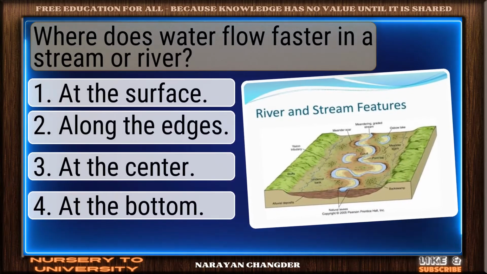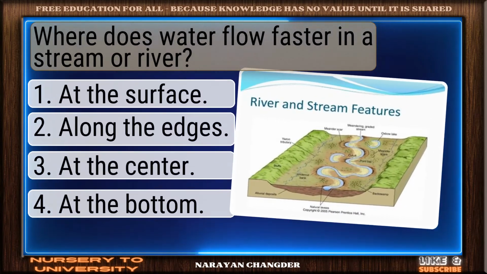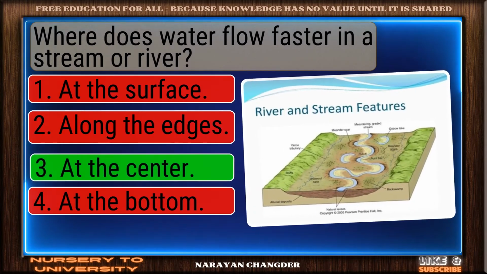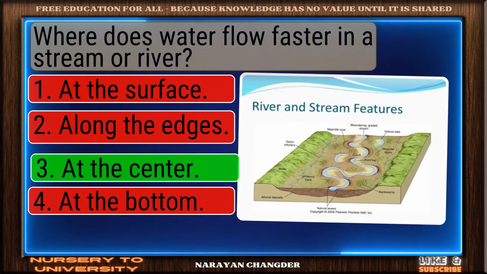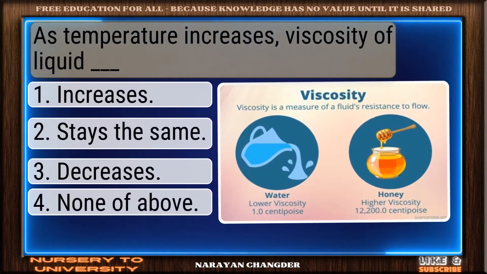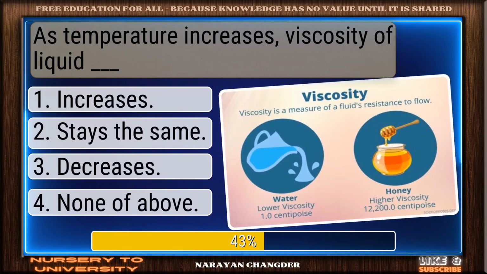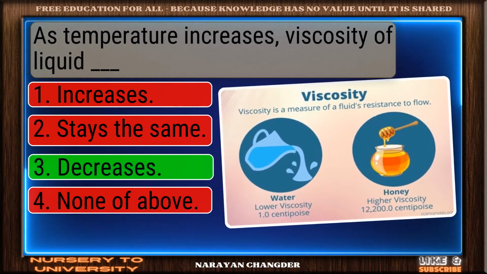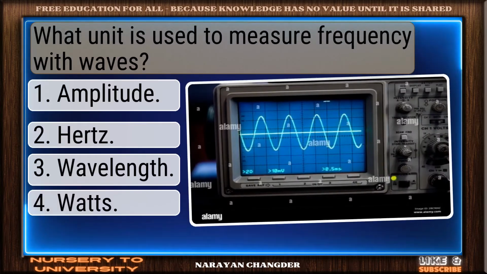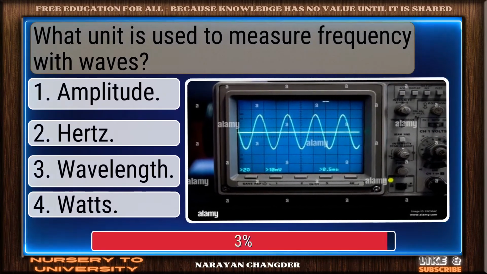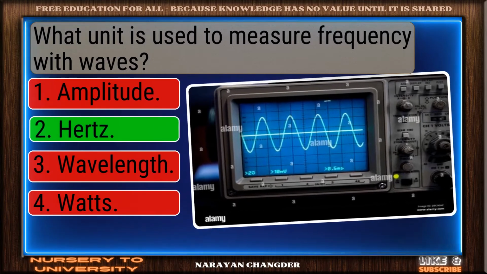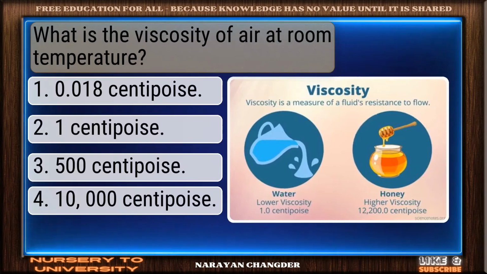Where does water flow faster, in a stream or river? Great thinking. At the center is the right choice. As temperature increases, viscosity of liquid dash. Strong choice. Decreases is the right answer. What unit is used to measure frequency with waves? Correct. Hertz is the right answer.